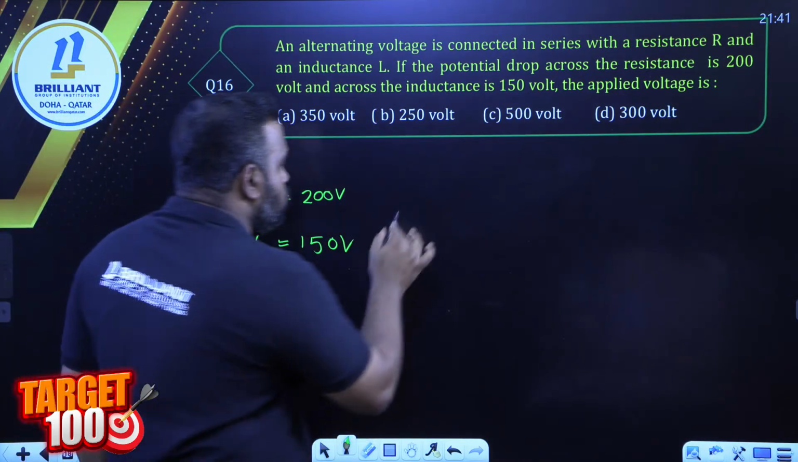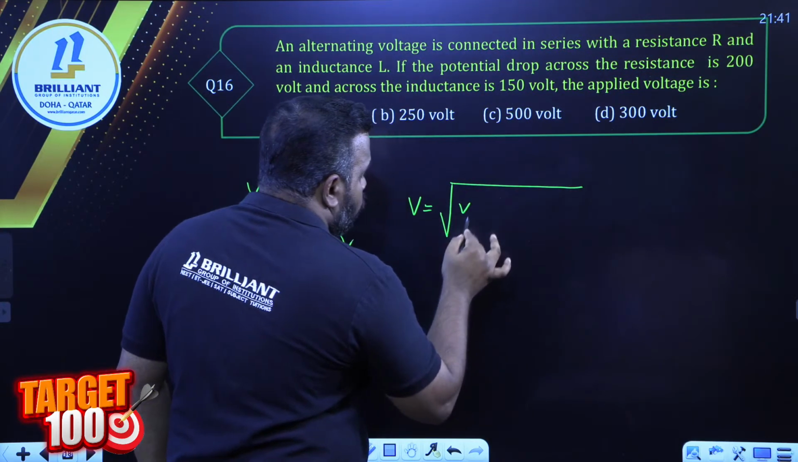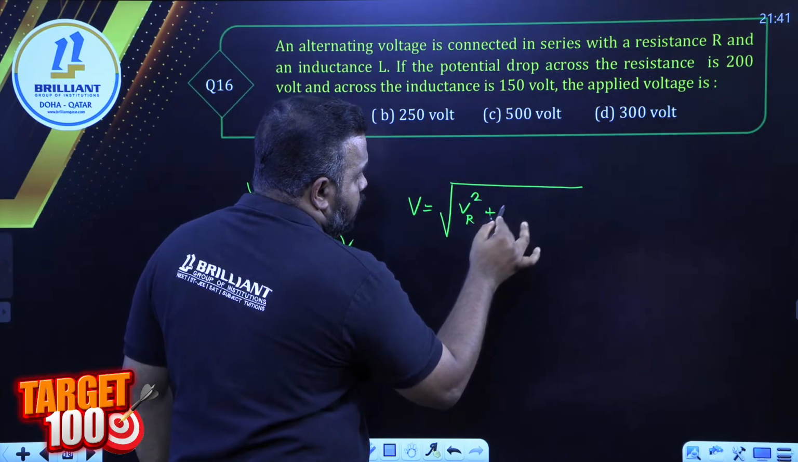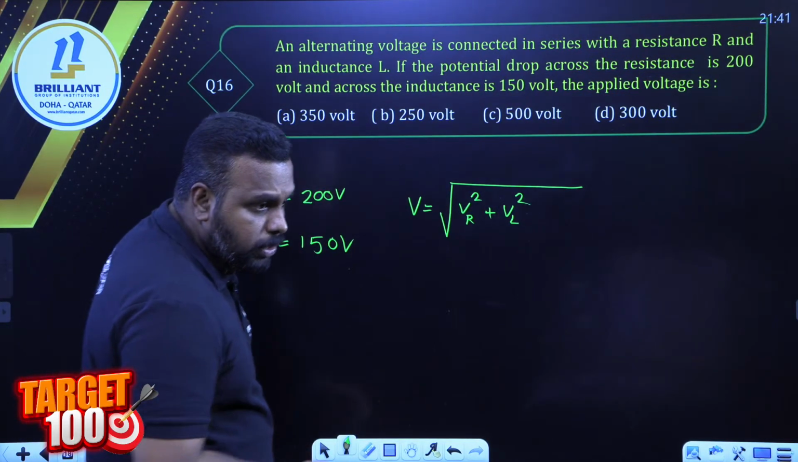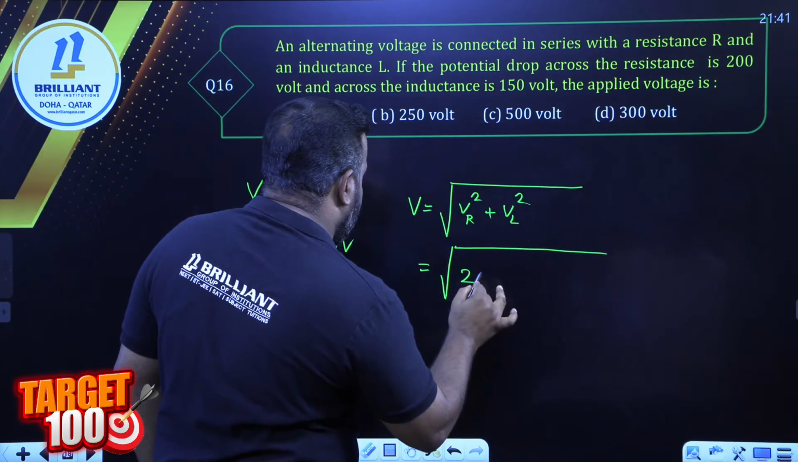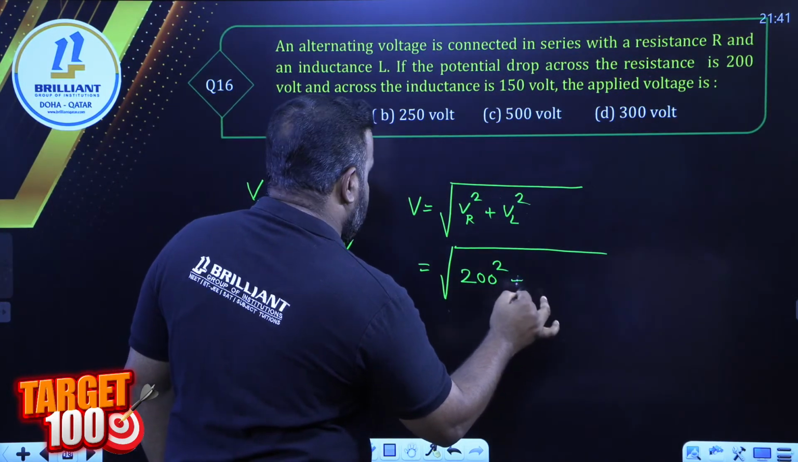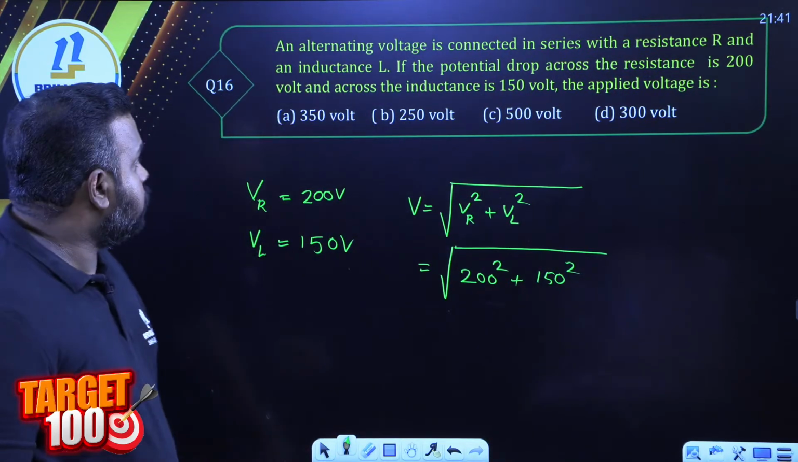So which formula can you use directly? In an LR circuit, V is equal to root of VR square plus VL square. So simple mathematical calculation. Please comment your answers quickly. Root of VR, voltage across resistor, 200 square plus 150 square. Comment your answers.